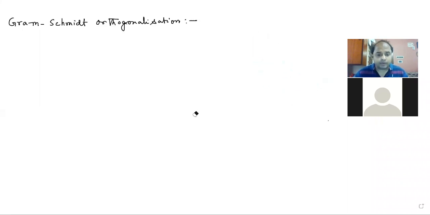Another important thing that I need to tell you is that the name of this process may be new to us, but the methodology that I'll be describing right now is nothing new to us. This methodology has been used by us several times when we were in school. We applied the Gram-Schmidt orthogonalization process in school without knowing that we were actually applying it. So I'm going to talk about that in today's class. Okay, so let's begin.